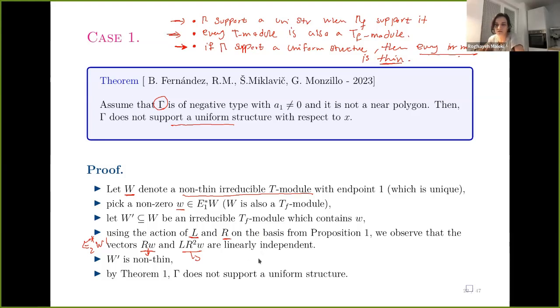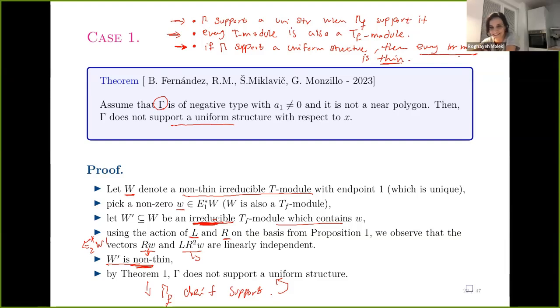So that means the dimension of E2* W is at least 2. By the definition of thin module that I already told you before, that means my W' is non-thin. So I took an irreducible T-module W' and showed that it is non-thin. That means my graph Gamma F does not support a uniform structure. So the graph Gamma also does not support the uniform structure with respect to X. This was the whole idea of the proof.